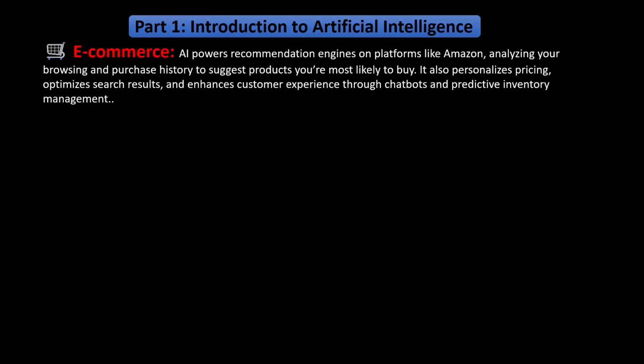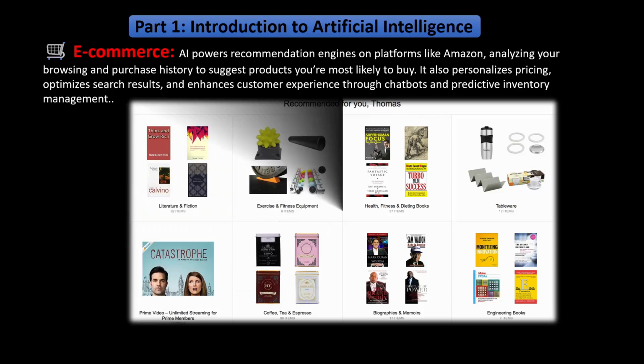Next, AI in e-commerce. This is very interesting and very important because you might have heard there is a field by the name of recommendation systems that is really used in e-commerce platforms. So AI powers recommendation engines on platforms like Amazon, analyzing your browsing and purchase history to suggest products you are most likely to buy. It also personalizes pricing and optimizes search results. It enhances customer experience through chatbots and predictive inventory management.